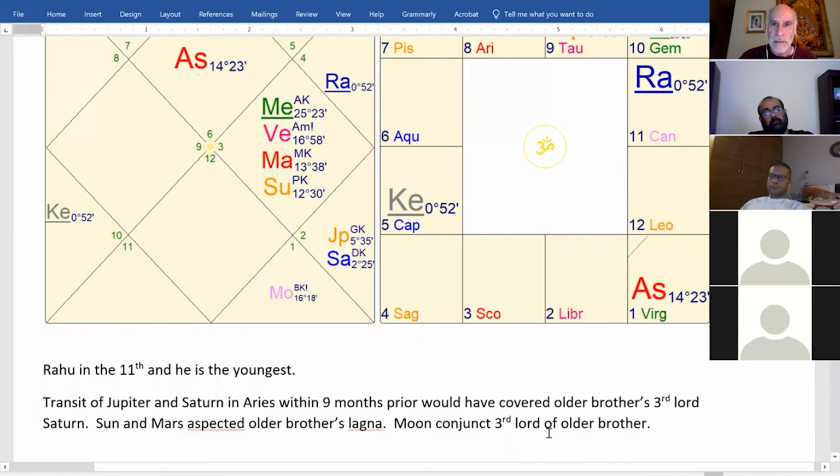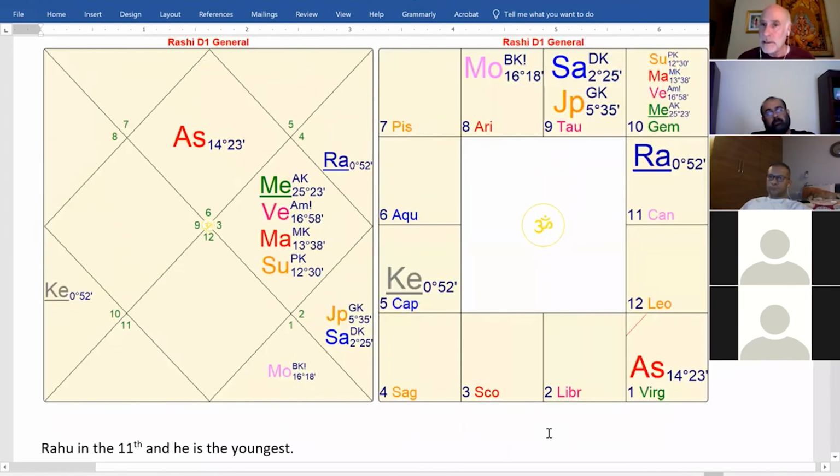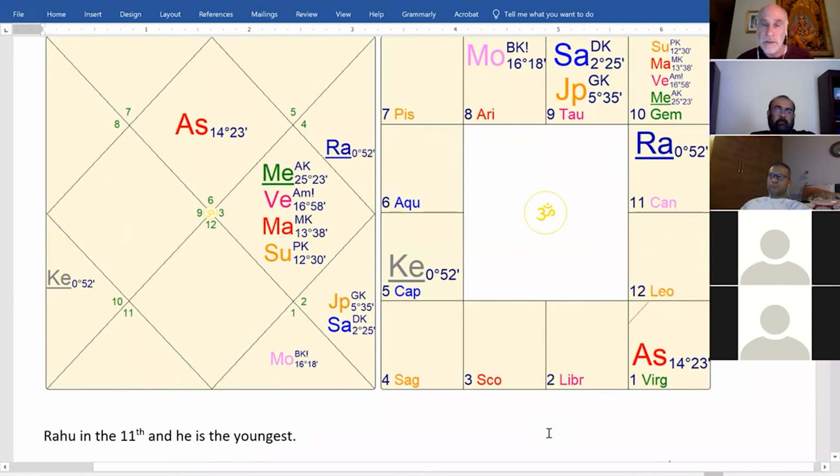And you'll note that he has, this is the younger sibling, he has Rahu in the 11th. And there were only 2 siblings, but he is the youngest. Right? He is the youngest.